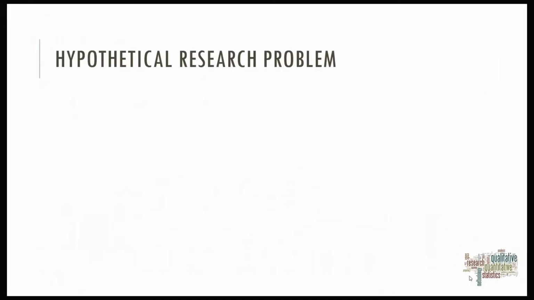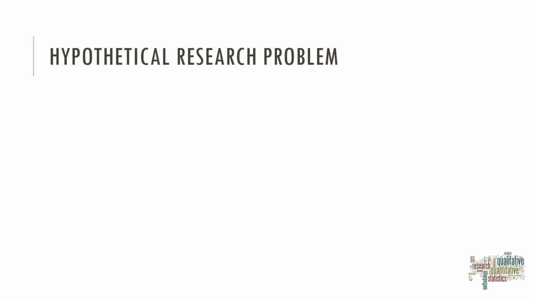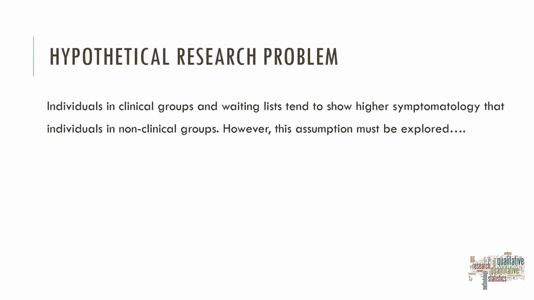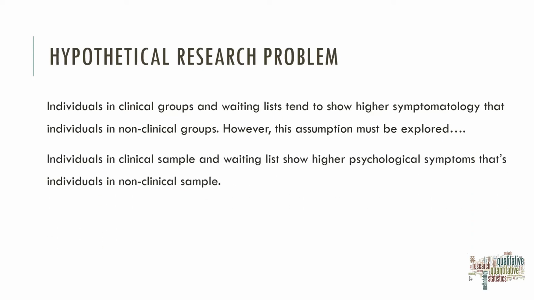Now let's look at our hypothetical research problem. Individuals in clinical groups and waiting lists tend to show higher symptomatology than individuals in non-clinical groups. However, this assumption must be explored. Now we can infer some operational condition, such as individuals in the clinical sample and waiting list show higher psychological symptoms than individuals in the non-clinical sample.